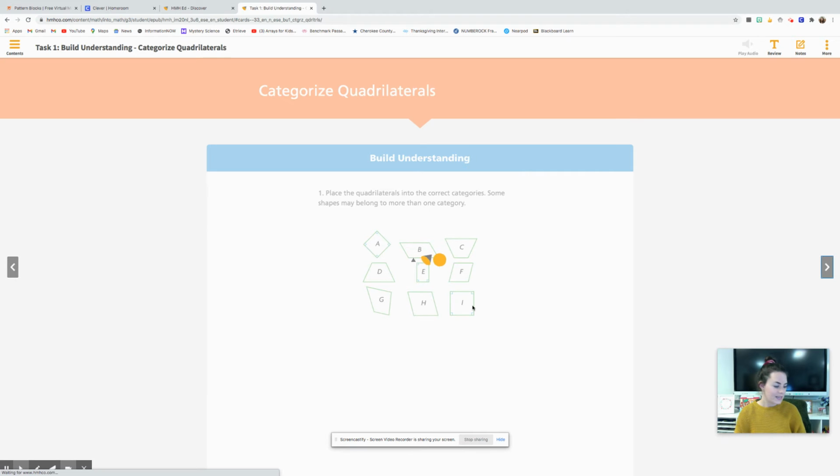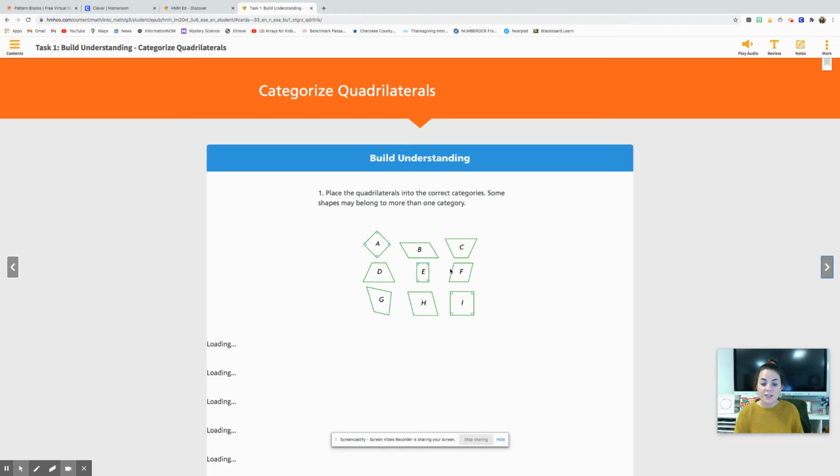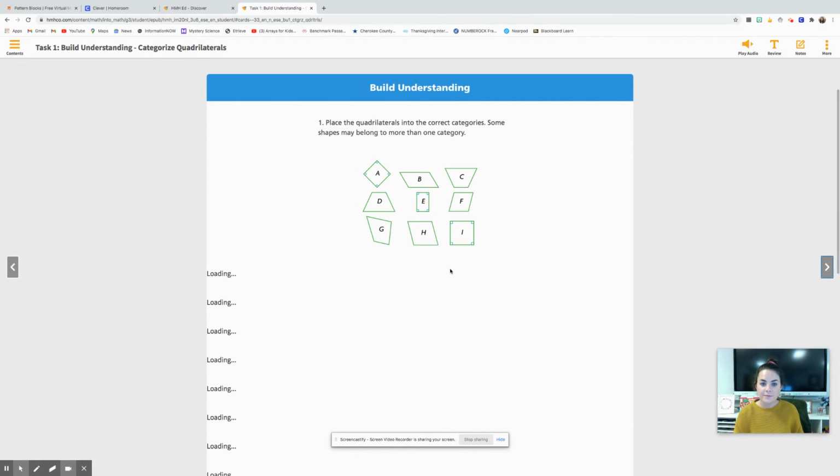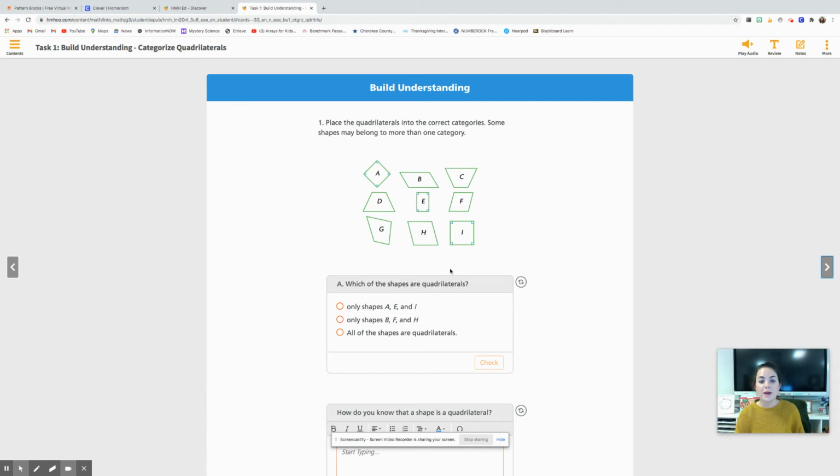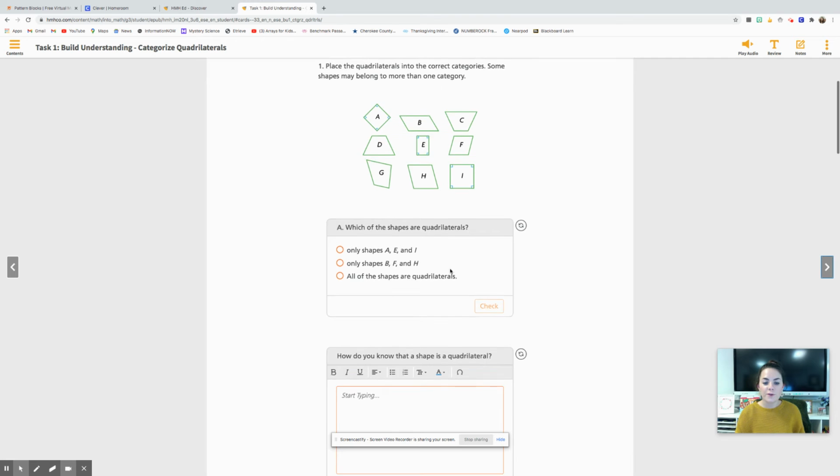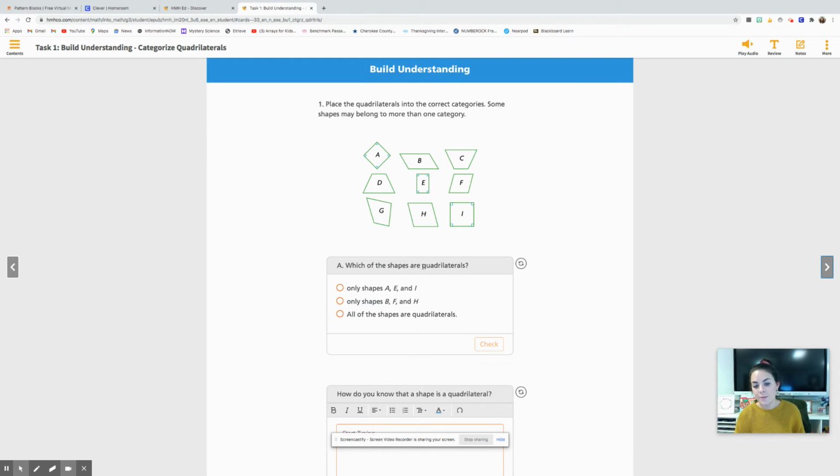All right. Go ahead and turn your page to page 516. This is where we're going to start sorting. So this problem says to place the quadrilaterals into the correct categories. Some shapes may belong to more than one category. So the first one that we're doing, we're sorting by quadrilaterals. So take a look. Which of these are quadrilaterals? Is it A, E, and I?